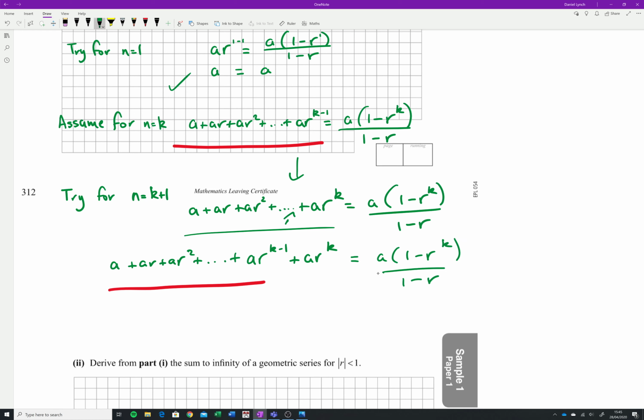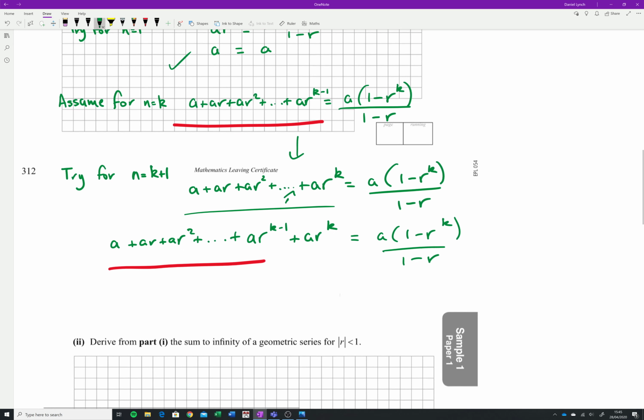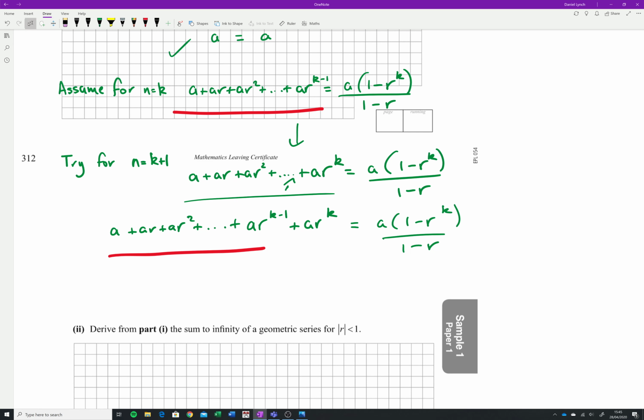So what we're going to do is replace this underlined red thing with what we said it was equal to. So we get (1 minus r^k) over (1 minus r). And it's going to be added on to this thing here. In order to be able to add them, it makes sense to multiply the ar^k top and bottom by 1 minus r. Now everything is as it should be.